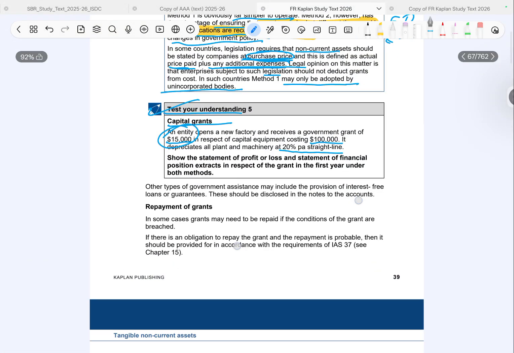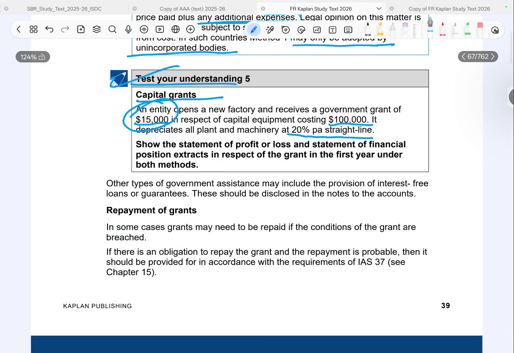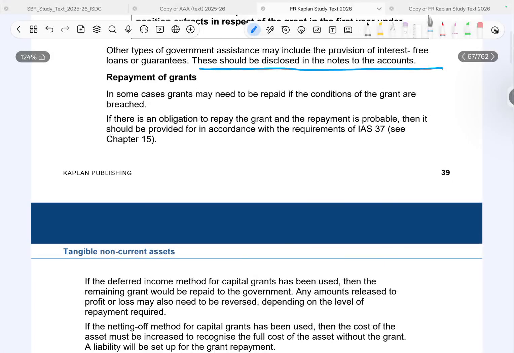Okay. Other types of government assistance may include the provision of interest-free loans or guarantees. These should be disclosed in the notes to accounts. Of course, our government has some schemes in which they give us interest-free loans and other government assistance. This should be disclosed in the notes to the accounts, but it's not necessary to mention it in the profit or loss statements.